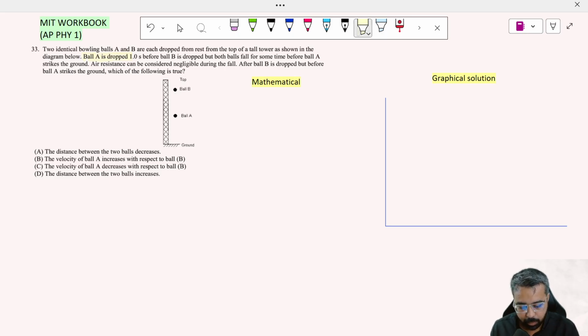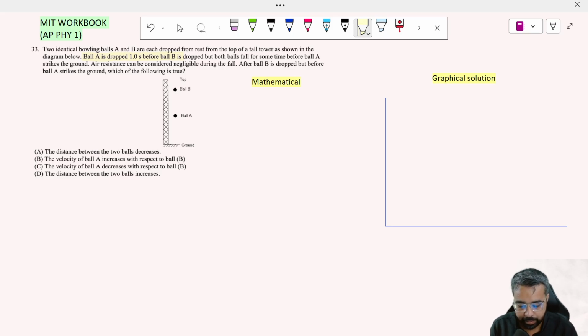Ball A is dropped 1 second before ball B. This is very important: ball A will always have 1 second more. So if we are counting the time t equal to 2 seconds for ball B, it means the time elapsed for ball A is 3 seconds. Okay. Now, which one of these answers is correct?